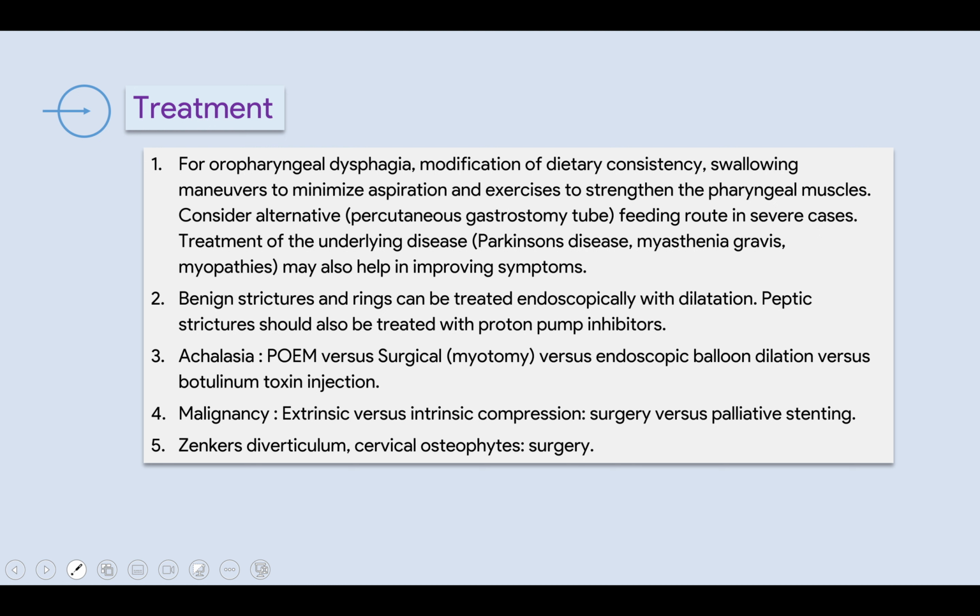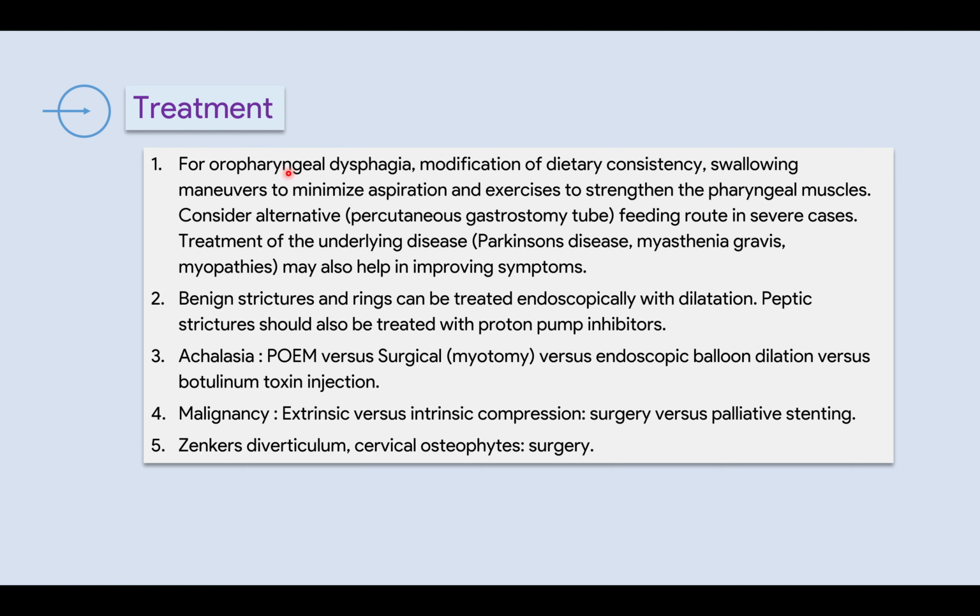Coming to the treatment. So as I mentioned, in oropharyngeal dysphagia, the disorder is basically related to a neuromuscular problem. So there will not be a treatment for a localized thing. It has to be a neurological or a muscular treatment, or the treatment of the underlying disease that may help the patient.